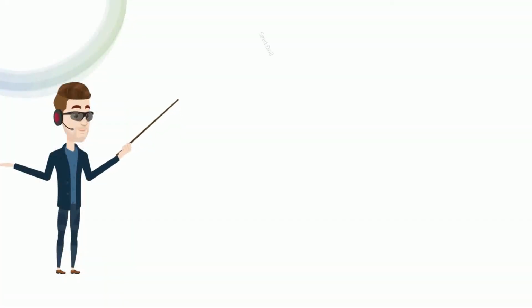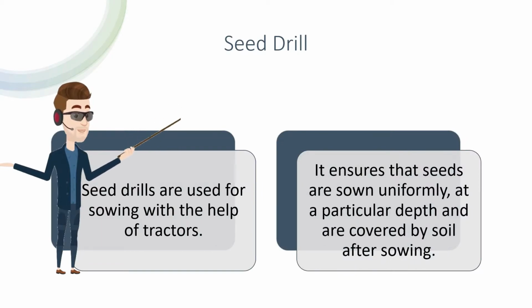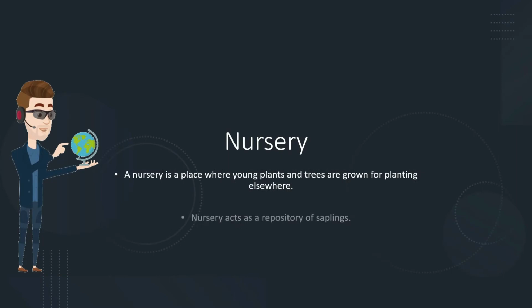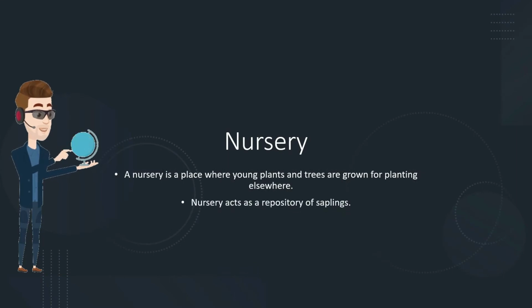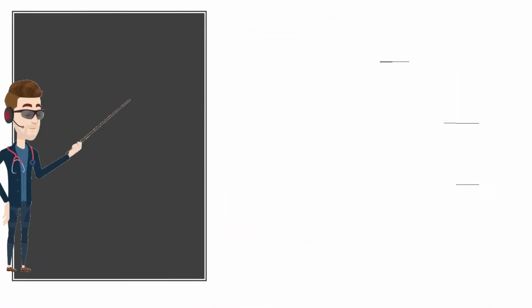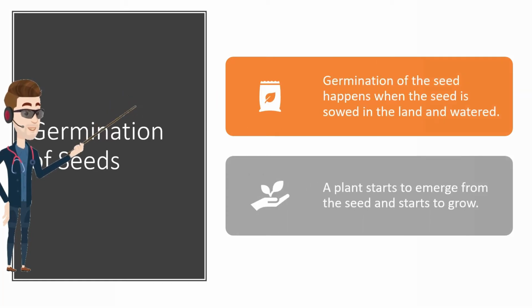Seed drill. Seed drills are used for sowing with the help of tractors. It ensures that seeds are sown uniformly, at a particular depth, and are covered by soil after sowing. Nursery. A nursery is a place where young plants and trees are grown for planting elsewhere. Nursery acts as a repository of saplings. Germination of seeds. Germination of the seed happens when the seed is sowed in the land and watered. A plant starts to emerge from the seed and starts to grow.